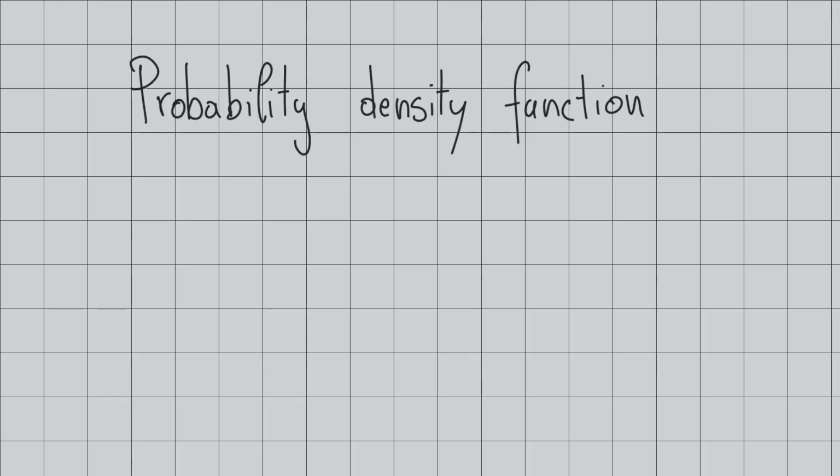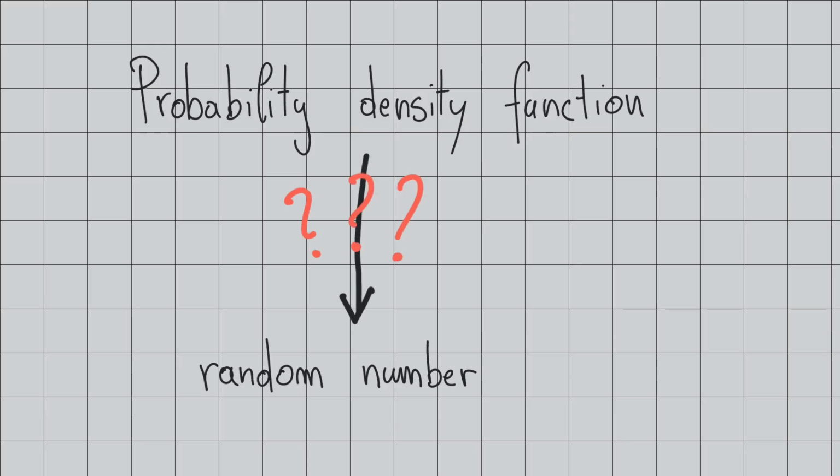In probability theory, we use a certain type of functions called probability density functions to encode different ways of picking a number at random. But how does this work? More specifically, if you were given such a function, how could you use it to sample a random number?